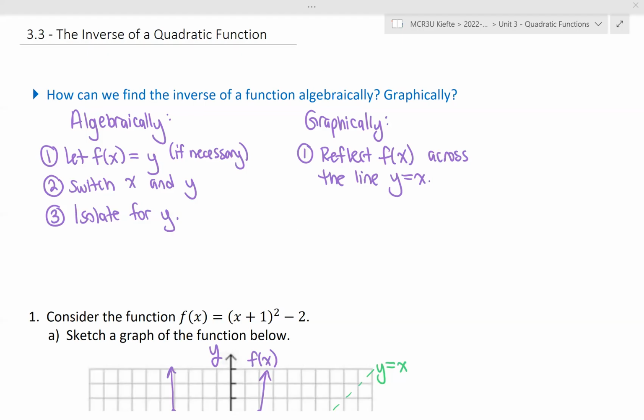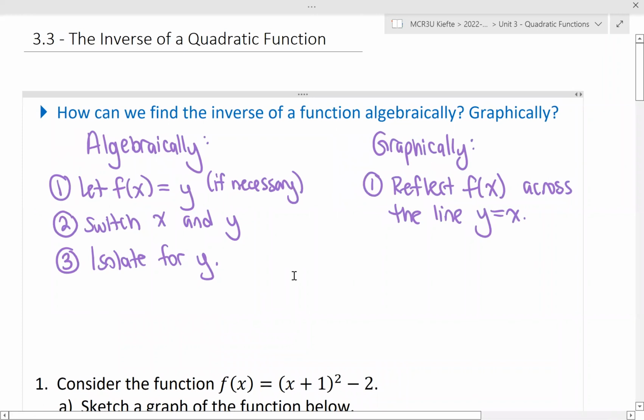Today we'll be talking about how to find the inverse of a quadratic. So just remember what an inverse is. It's a relation that undoes the actions or operations of another relation.